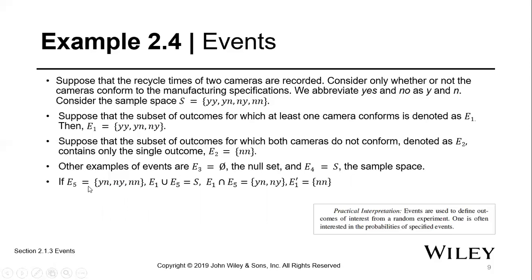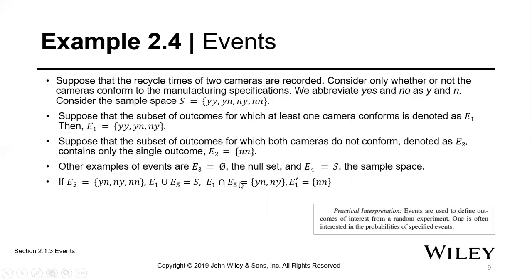So if we look at E1, which is yes, yes, yes, no, no, yes, and E5, which is yes, no, no, yes, no, no, remember the union is all outcomes that are contained within the first event or the second event. So we have yes, yes, yes, no, no, yes. If you look at the sample space, it's these first 3 here, and then E5 contains no, no, which is up here. So we have E1 union E5 equal to the sample space itself.